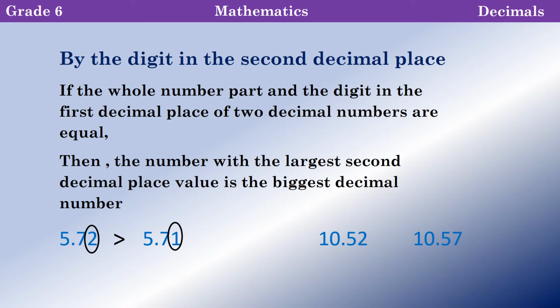Similarly, when you compare the next pair of decimal numbers, we can see that the whole number part of those two decimal numbers is 10 and the first decimal place value of both numbers is 5. Then we have to compare the second decimal place value, that is 2 and 7. And we know that 7 is bigger than 2, therefore 10.52 is smaller than 10.57.